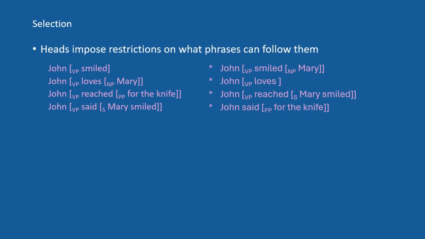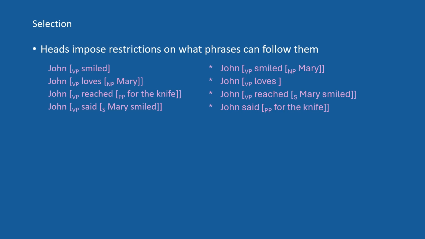John smiled is a perfectly good sentence all by itself, where there is nothing sitting in the complement position of the verb. Love, on the other hand, has a noun phrase sitting in its complement position. So love takes a noun phrase complement. Reach is different again. It doesn't have a noun phrase, but it has a preposition phrase following it.